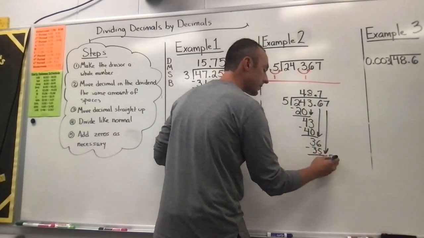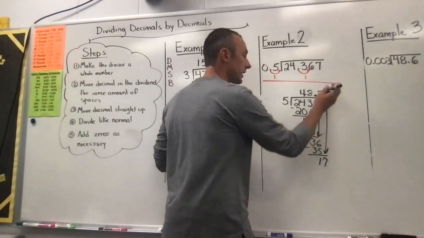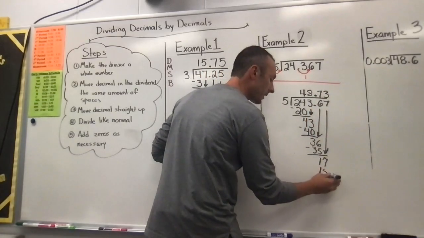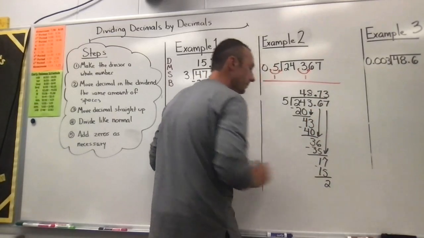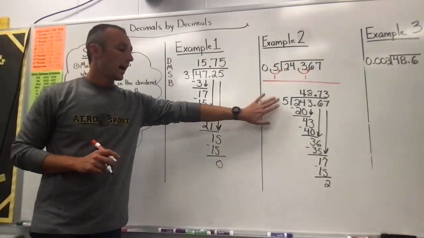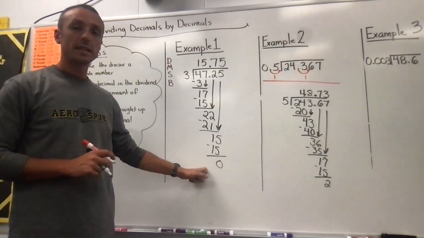I bring down my 7. 5 goes into 17 3 times. That's 15. I subtract, I get 2. Here's our moment. I don't have a 0 down here. My goal is always to get a 0 down here.